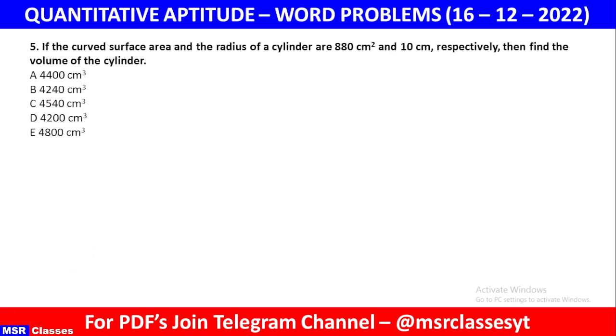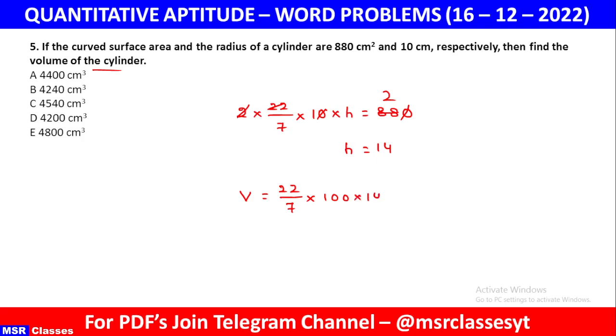Next question. If the curved surface area and radius are given, find the volume of the cylinder. Curved surface area is 2 pi r h, equals 880. Cancelling, the height is 40. Then find the volume. Volume is pi r square h. Computing this, 22 times 2 times 44, double 0. Option A is the final answer for this question.